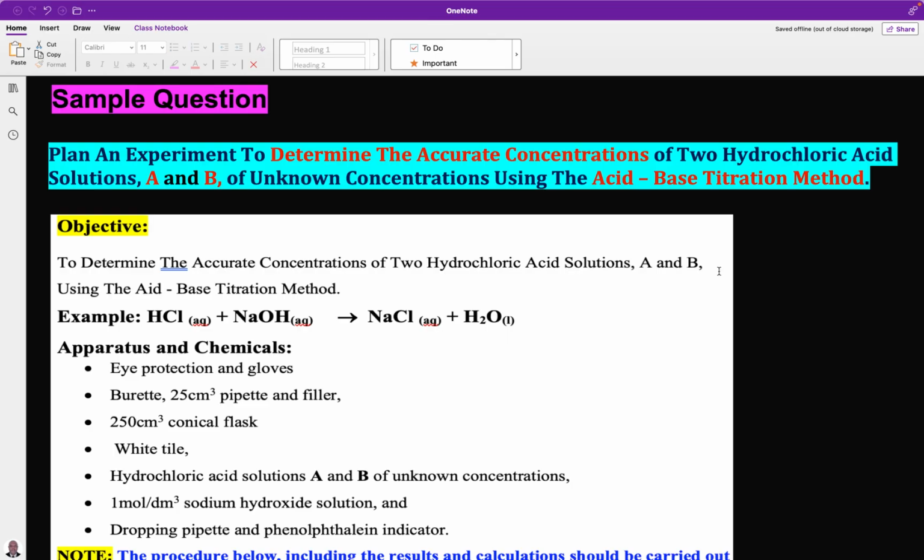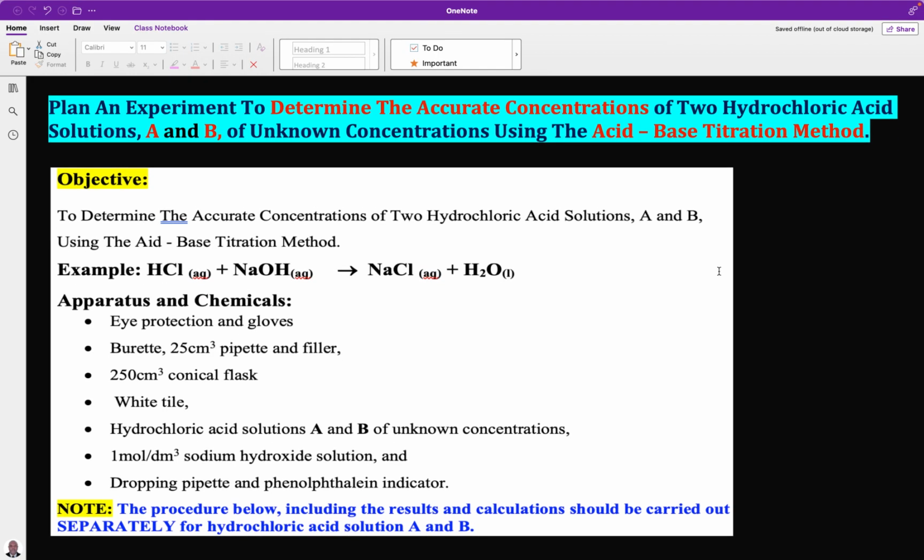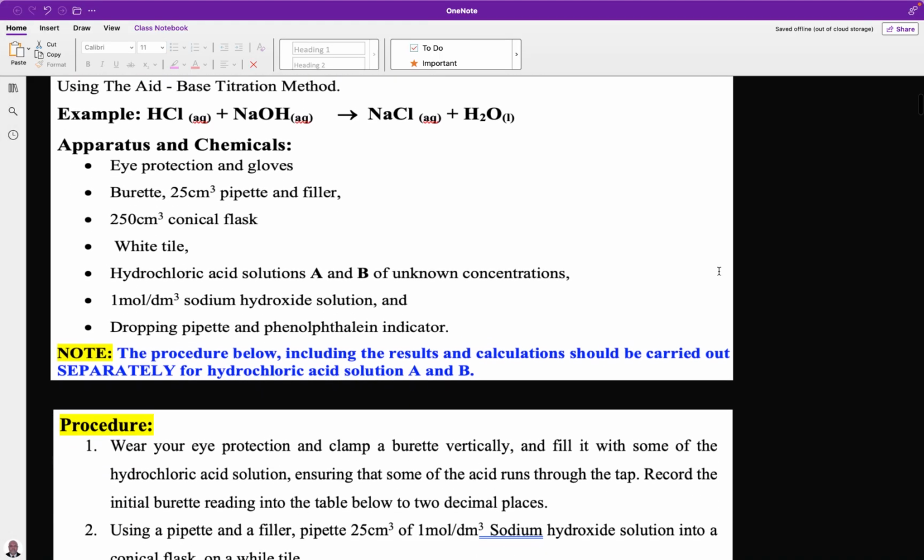These are the apparatus and the chemicals or reagents that are needed for this determination. Remember that the procedure I am going to outline below, including the results and the calculation, should be carried out separately for the two hydrochloric acid solutions. The procedure.